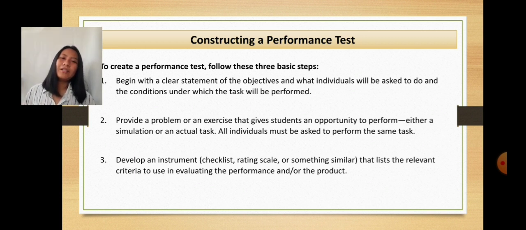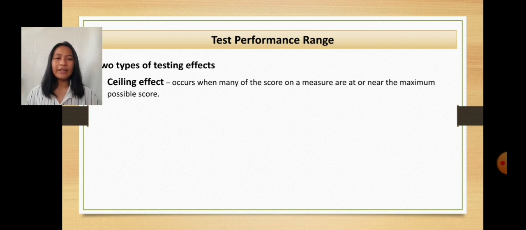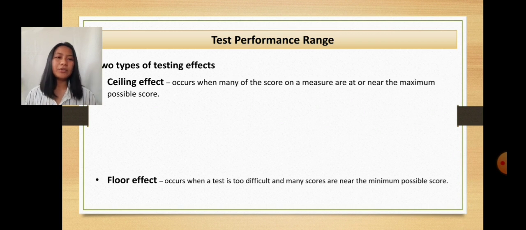And especially when constructing a performance test, there must be a criteria you need to create on how you are going to score them or evaluate their performance or product. Here, the test performance range, and we have 2 types of testing effects. We have here the ceiling effect, and it occurs when many of the scores on the measure are near the maximum possible score. And then we have here the floor effect. It occurs when a test is too difficult and many scores are near the minimum possible scores.